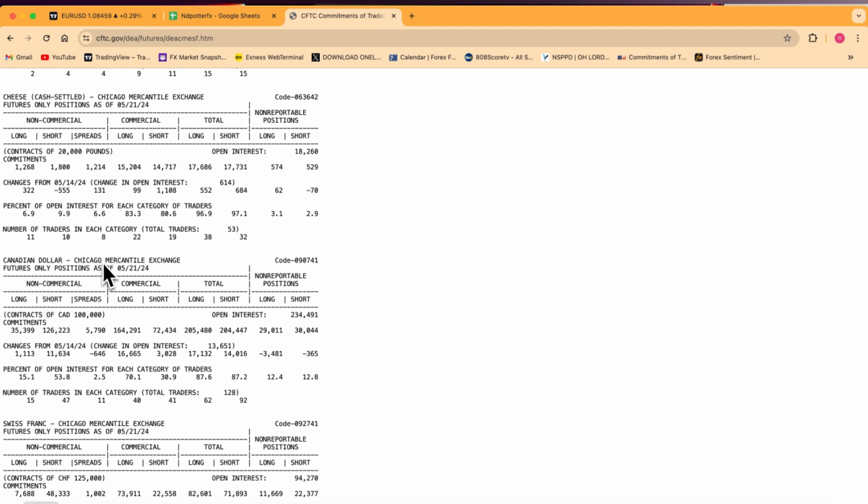Okay, this is Canadian dollar. If you look here now, this is Canadian dollar now. You see, this is Canadian dollar. This is their long. If you see, long in Canadian dollar is just 35, while short is 126. And change in long, they added 1.113 in long, and in their short they added 11.634. So what's that telling me? This is simply telling me that the Canadian dollar is weak.